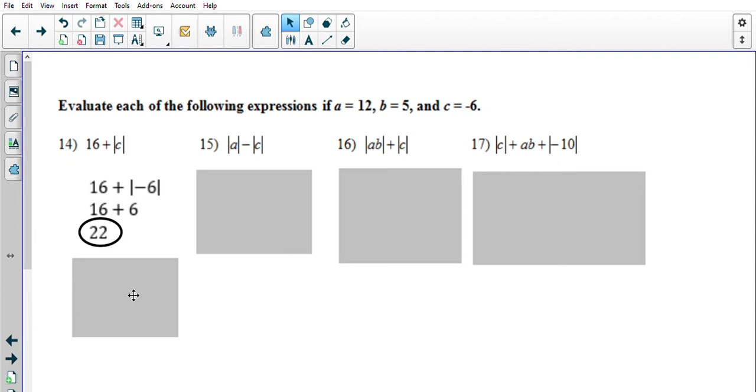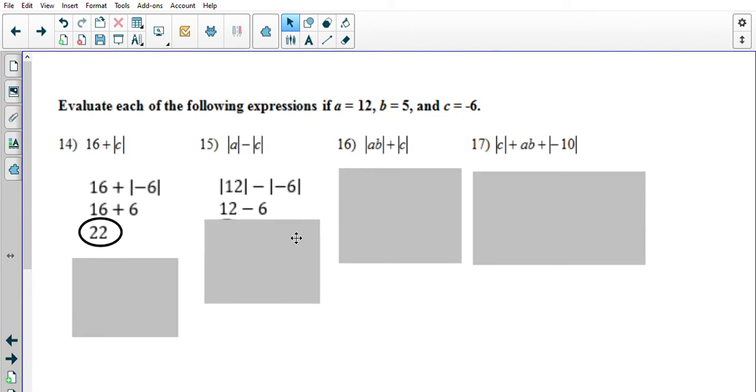All right, number 15. Start by substituting A and C into that expression. Absolute value of A is absolute value of 12, minus absolute value of C is absolute value of negative 6. Now, we've got to do those grouping symbols first. Absolute value of 12 is 12, absolute value of negative 6 is 6, and 12 minus 6 is 6.